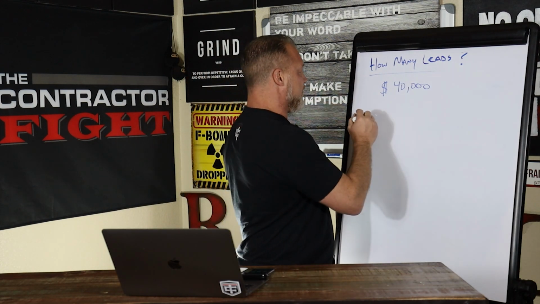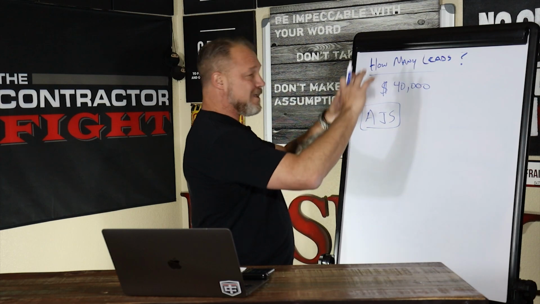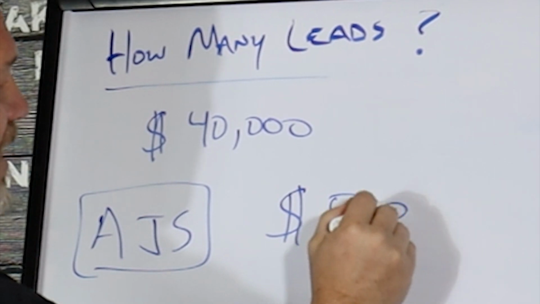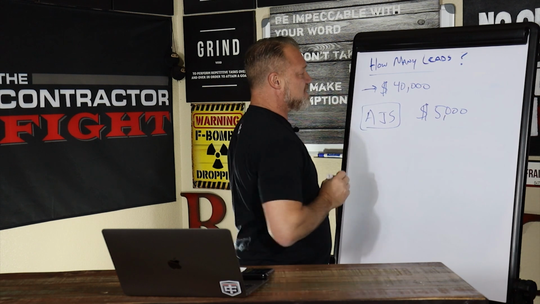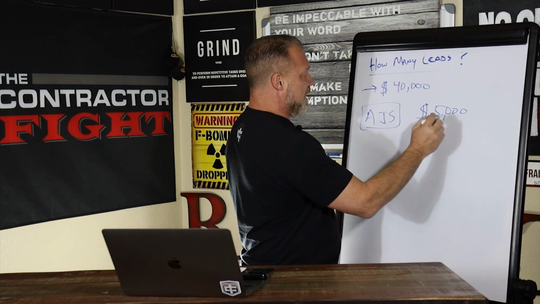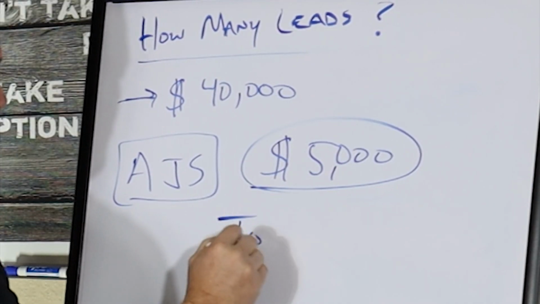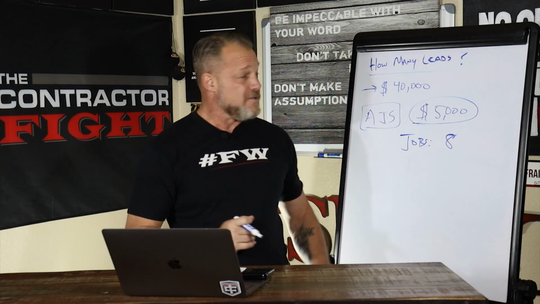Now the next number you've got to figure out is your average job size. This is where a lot of you are like, well, it varies. I know it varies, okay? But there's still an average. So let's just say, for the sake of argument here, that your average project is $5,000. So in order for us to sell and produce the 40,000, and if our average job is $5,000, you divide 40 by 5, we need 8 jobs. We need 8 jobs in order to hit that goal.